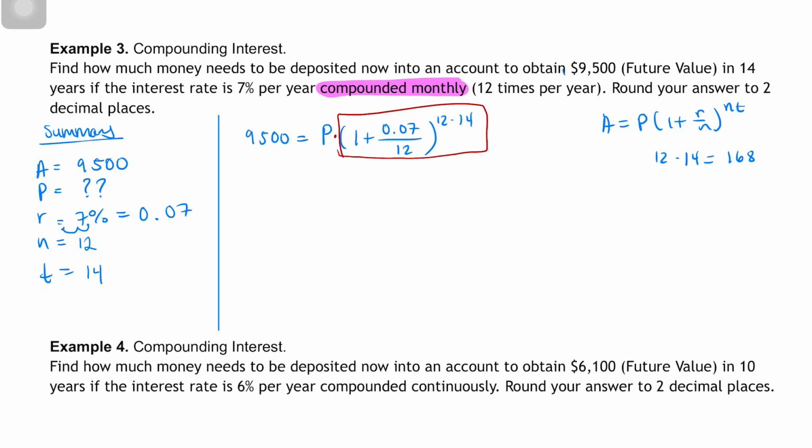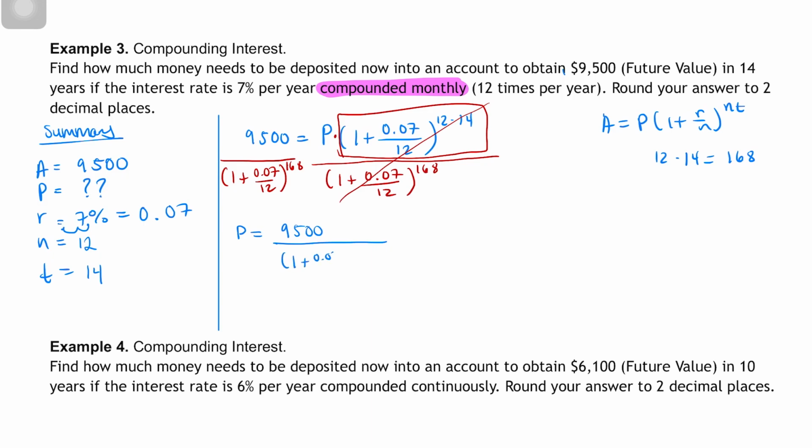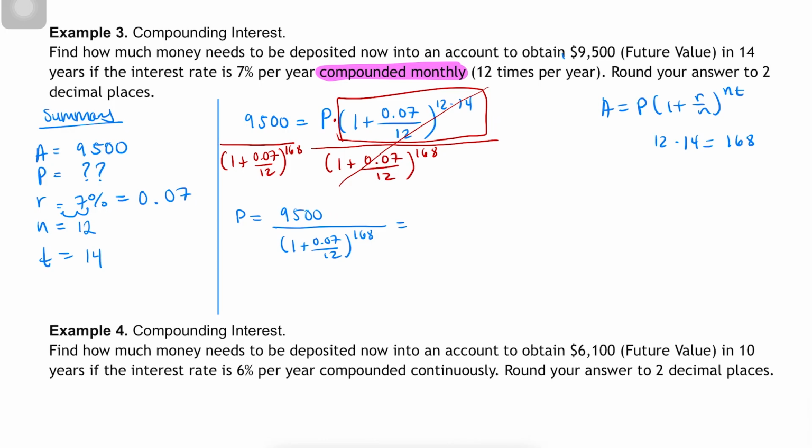So what we know from algebra is that we can divide anytime we have a multiplication. So what I'm saying here is we can divide both sides by 1 plus 0.07 over 12 raised to the 168. Whatever you do to one side, do it to the other side, and then you will see why we didn't bother calculating that right here. So what we're left with is P is equal to 9,500 divided by this whole number. And the reason why we didn't compute that is because it's actually not so hard to put this in the calculator. So let's try this in the calculator.